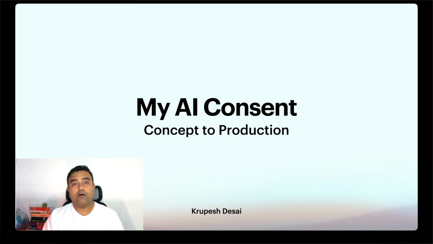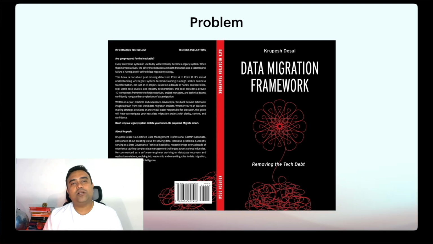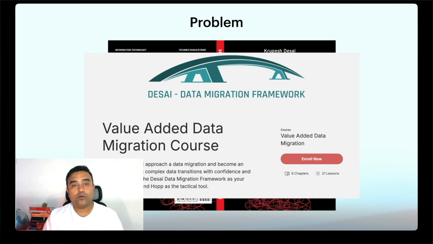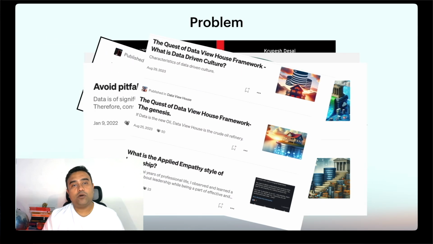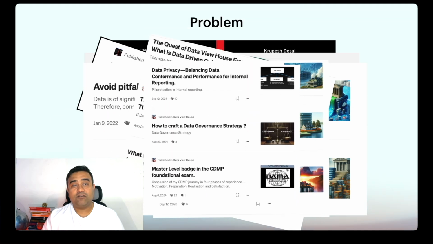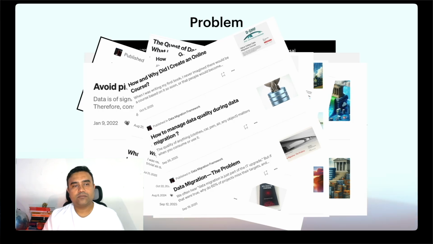Before we jump into how I built my AI twin, let me explain why I needed an AI twin in the first place. I had valuable content, a published book, a course based on my book, project templates, and many blogs that I've been writing since 2017 when I first started writing about data migration. But all this content was static.